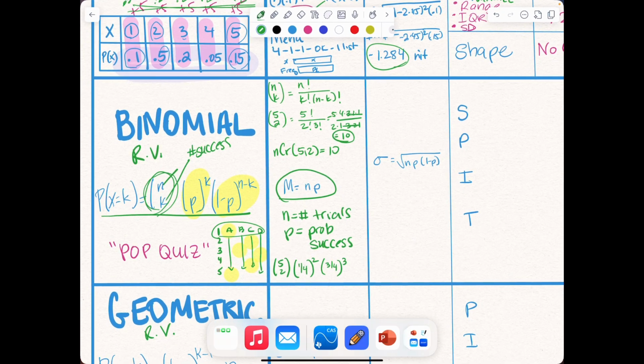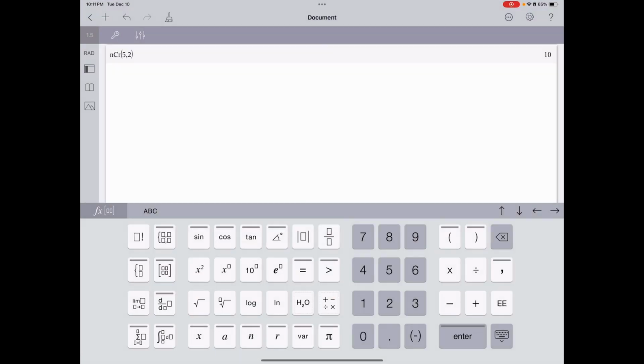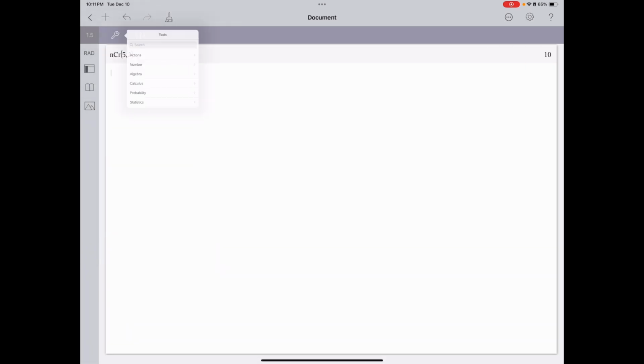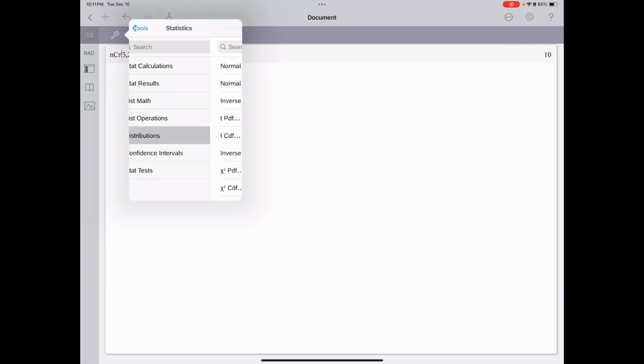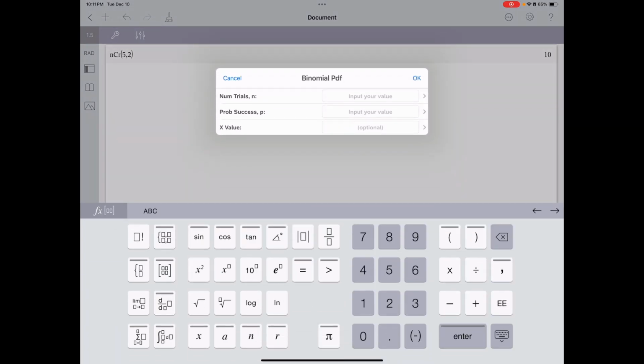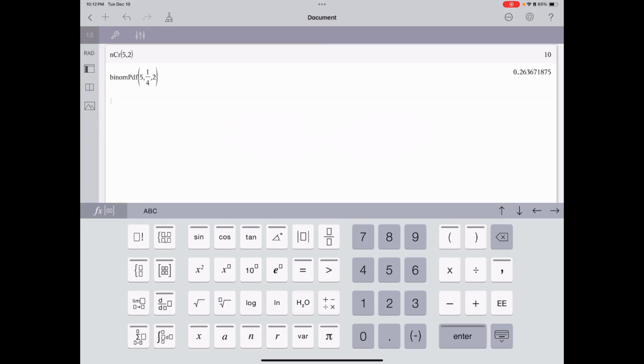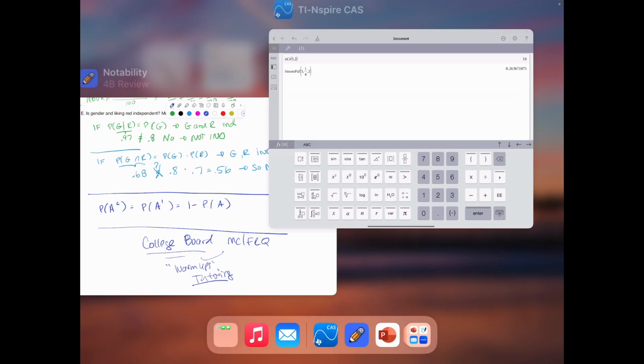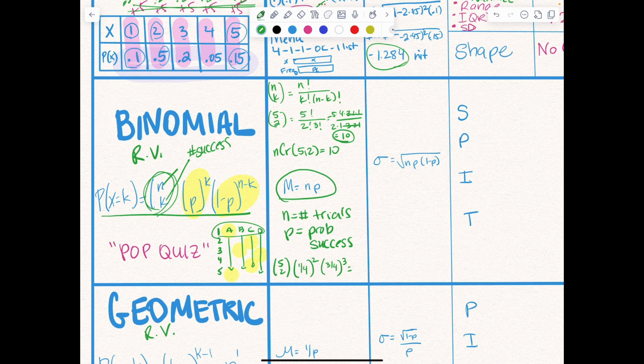I could put this into my calculator just like this and solve it, or I could use a binomial calculator, which I'll use here: Menu, Statistics, Distributions, and let's go to my binomial PDF calculator. It says number of trials, 5 trials. Probability of success was 1/4. And I want to know the probability of getting 2. And there we go, 0.263. This was the probability of x equals 2.